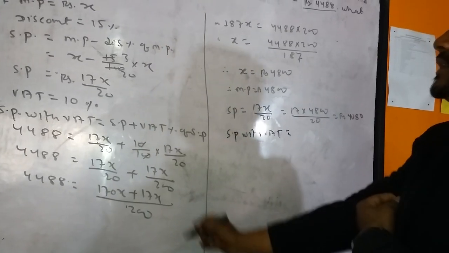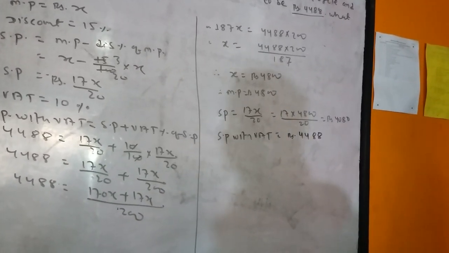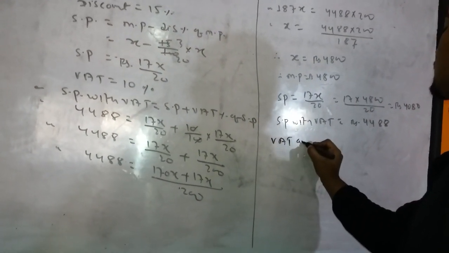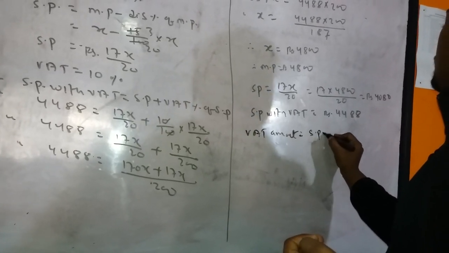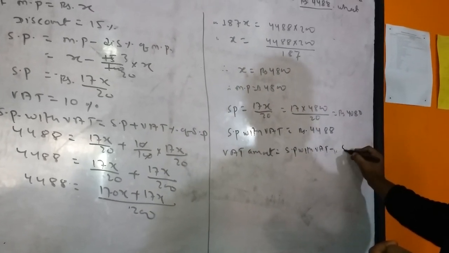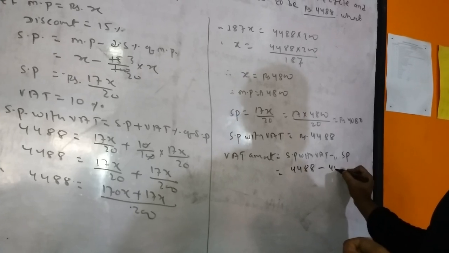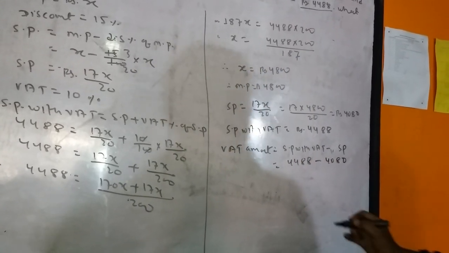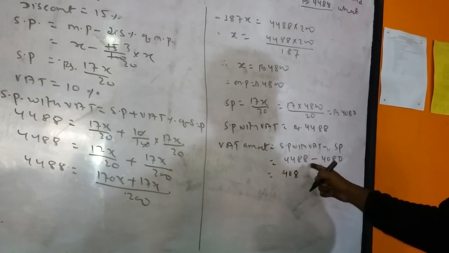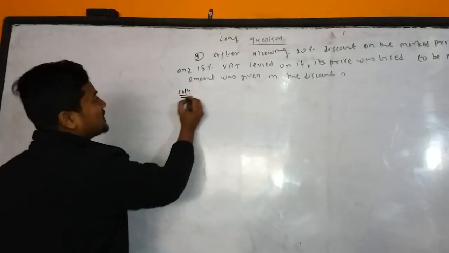So now SP with VAT. SP with VAT value is what given here? Yeah, already given. SP with VAT value is rupees 4488. So question is asking what? VAT amount. What amount of VAT was levied? The VAT amount. So VAT amount, what can we write? SP with VAT minus SP. So now SP with VAT is what given? 4488 minus what? 4080. What will come? 408. So therefore that amount is equal to 408 is our answer. Okay, now question number 9.